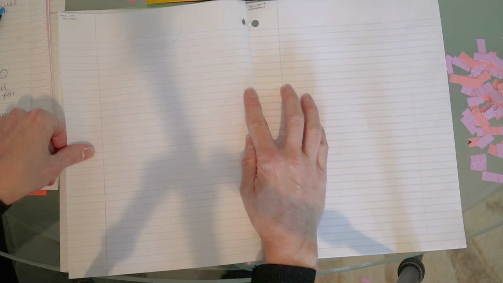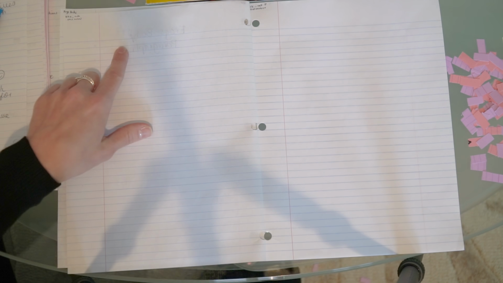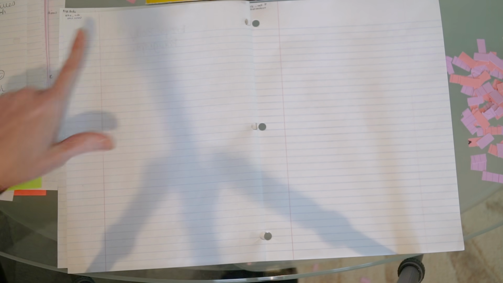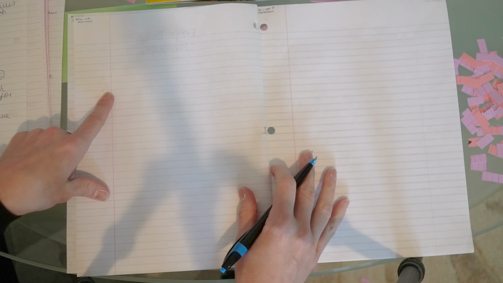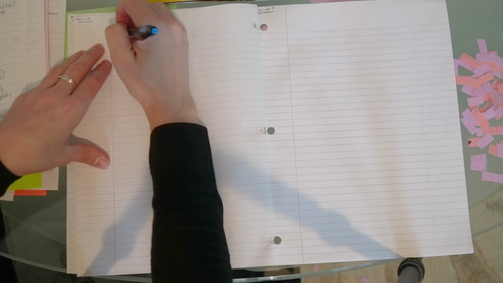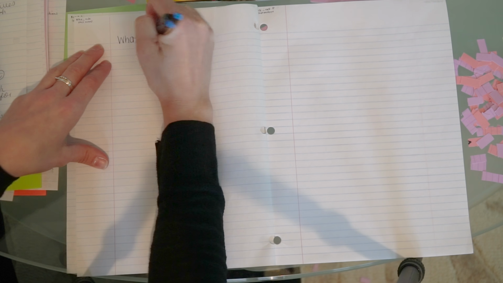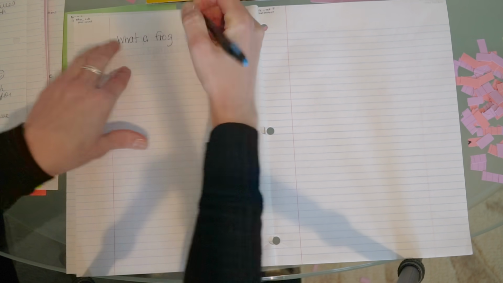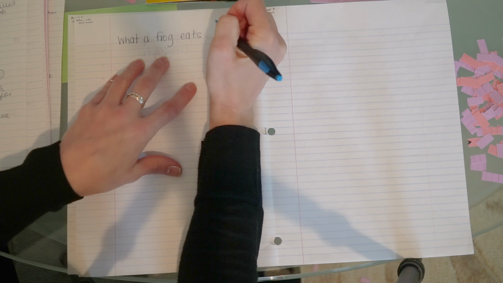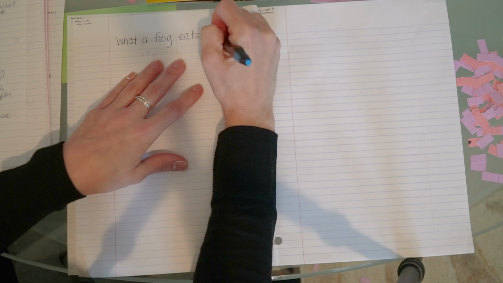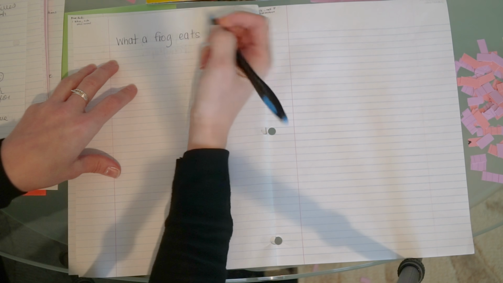Next part is going to be what your animal eats. Let's set it up. This side is going to be the same thing. Boxes and bullets. This is where your notes are going to go from your reading. So on the top, I'm going to write what a frog eats, or their diet. It's another word for what they eat. And this is the notes side, okay?